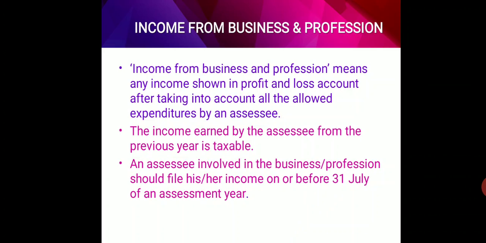What do you mean by income from business and profession? This means any income shown in profit and loss account after taking into account all the allowed expenditures by an assessee. So, whatever are allowed expenditures by an assessee, they will be shown in P&L account, and whatever income is left after that, that will be the income from business and profession.